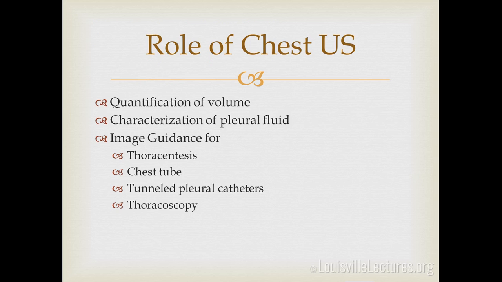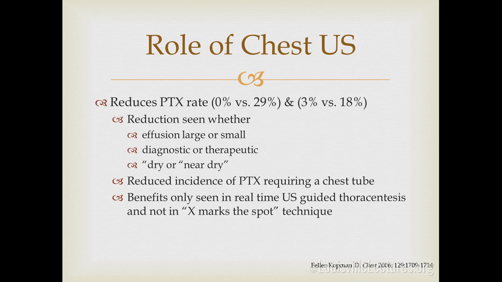Well, we know it can tell us where the fluid is, what it looks like, help us guide our intervention. It has been shown to reduce the risk of pneumothorax in 2 studies, 0% versus 29%. This was probably first-year residents. 3% versus 18%. That's still pretty high. And this reduction was seen even if you were doing a large effusion versus small, diagnostic versus therapeutic, you had a dry tap or near dry tap, didn't matter. So ultrasound helped. It's easy, it's low risk, in fact has no risk, so use it. Even if patients develop pneumothorax after an ultrasound, less patients required a chest tube because the pneumothorax was small.